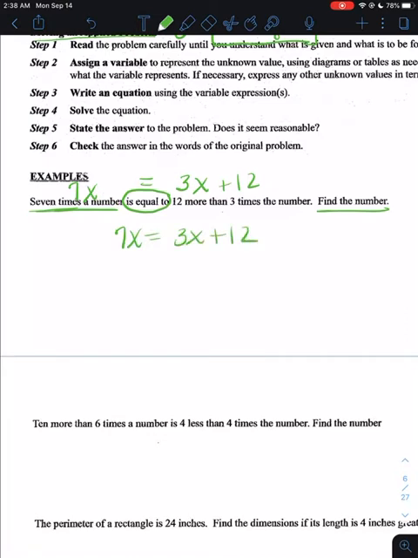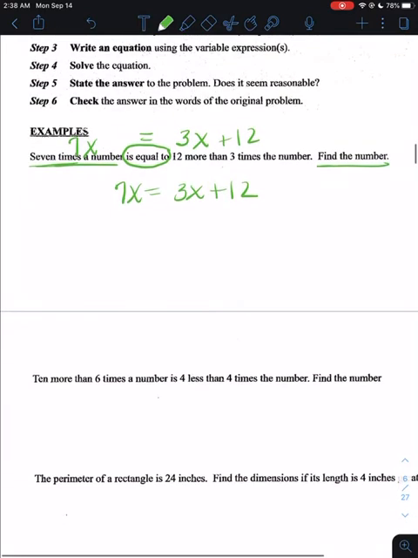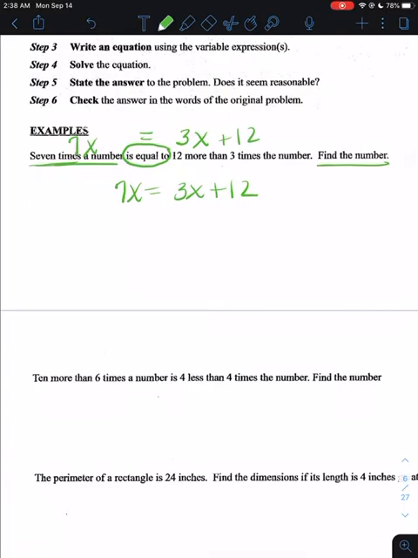And yes, you could have put 12 plus 3x. It didn't matter because you're saying 12 more than, but if it said 12 less than, then order definitely does matter. So you want to make sure you put it in the correct order. And I'll talk about that when we get to our next example, because I see it in the next example. But here we need to solve this equation.